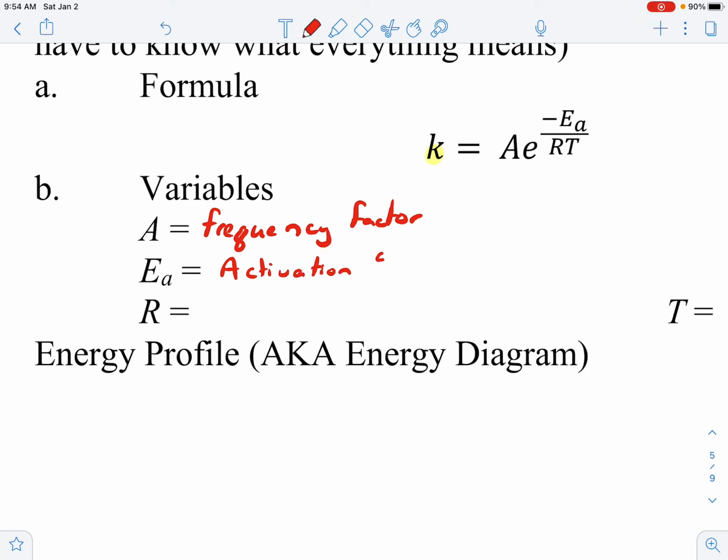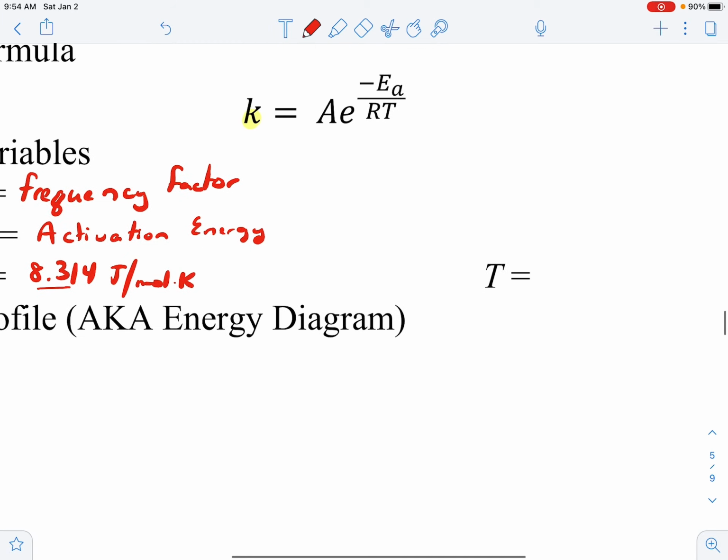Our activation energy means how much energy it takes to get the reaction started, kind of like to jumpstart it, if you will. R, you have seen R before. This is our gas constant, but instead of using 0.0821, we are going to use 8.314. And this has a little different label on it. It has joules per mole K. T is our temp, and that needs to be in Kelvin. But again, you don't have to do the calculations with this. We just want to see how our rate constant is affected by temperature, activation energy, and this thing that we call frequency factor.